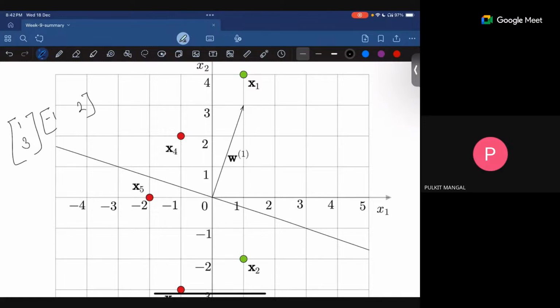Okay, now if we take the dot product of these two, I get -1 plus 6. That is 5. And as it is greater than 0, the predicted label for this data point would be positive, while the true label is negative, so it is a mistake. So the next update will happen at x4.